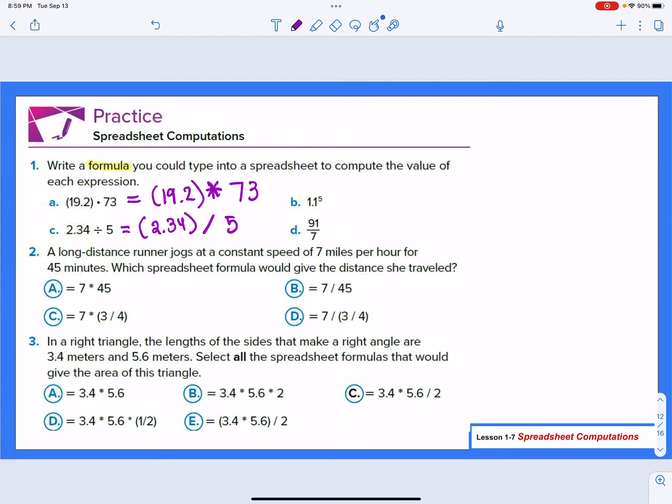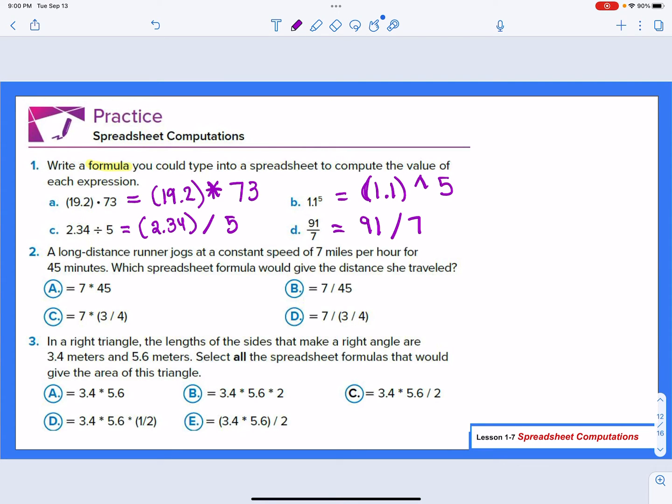For B, we'll say equals 2, and we'll do 1.1 in parentheses. You don't necessarily have to do parentheses, but I like to. We'll do the caret and then the 5th power. And the last one, we do 91 divided by 7. Okay, that's pretty much about it there.